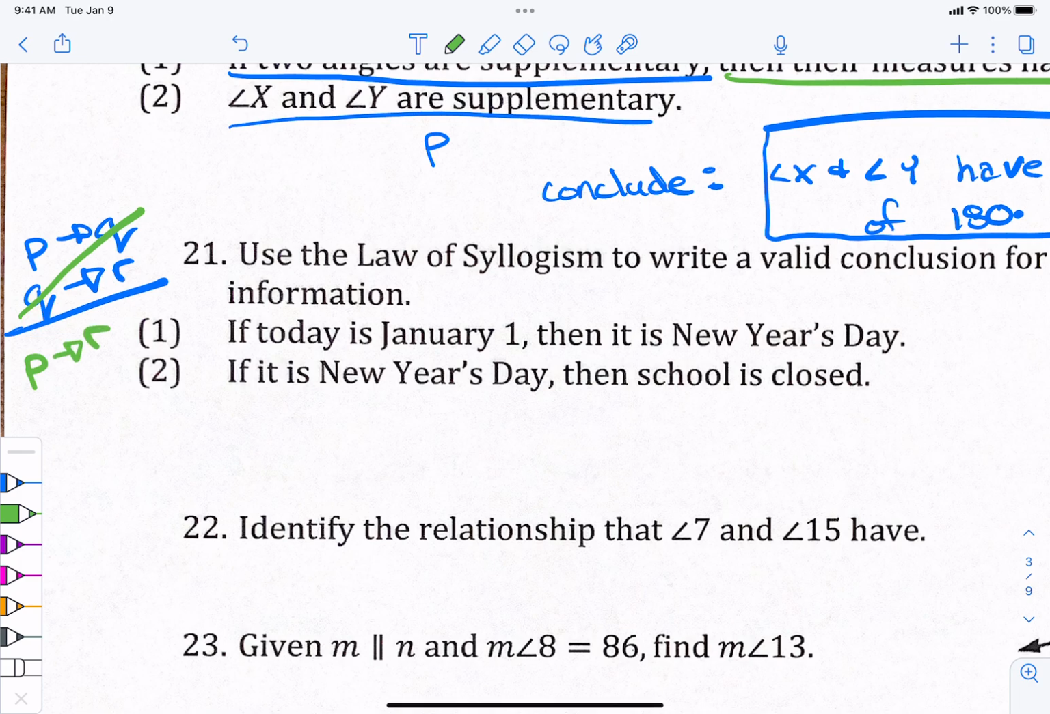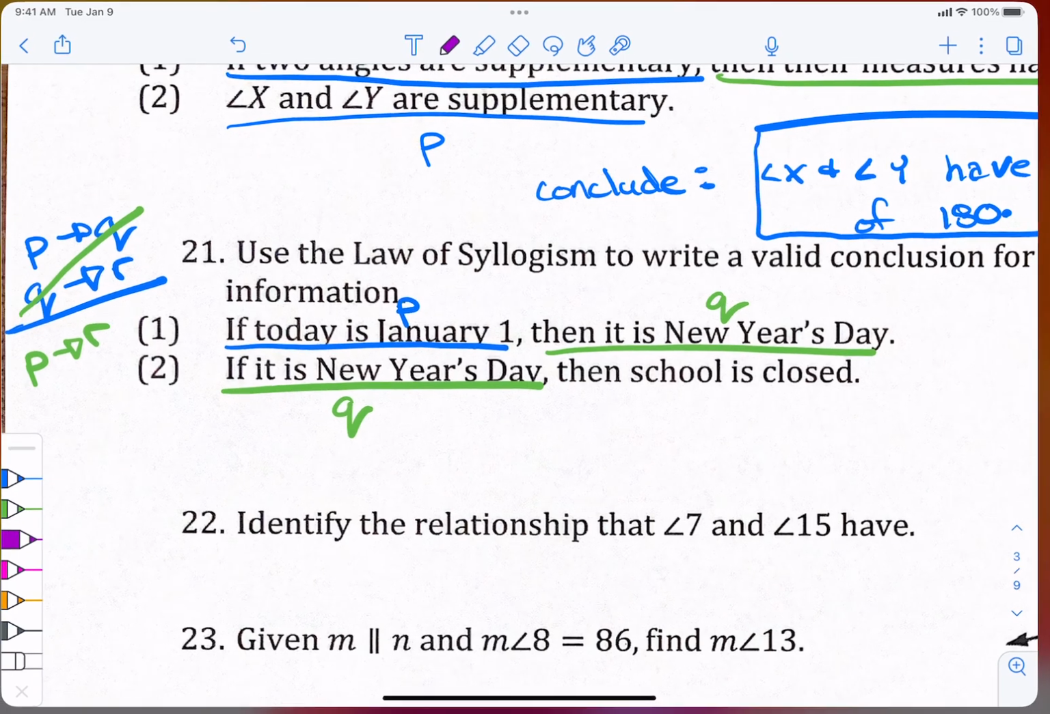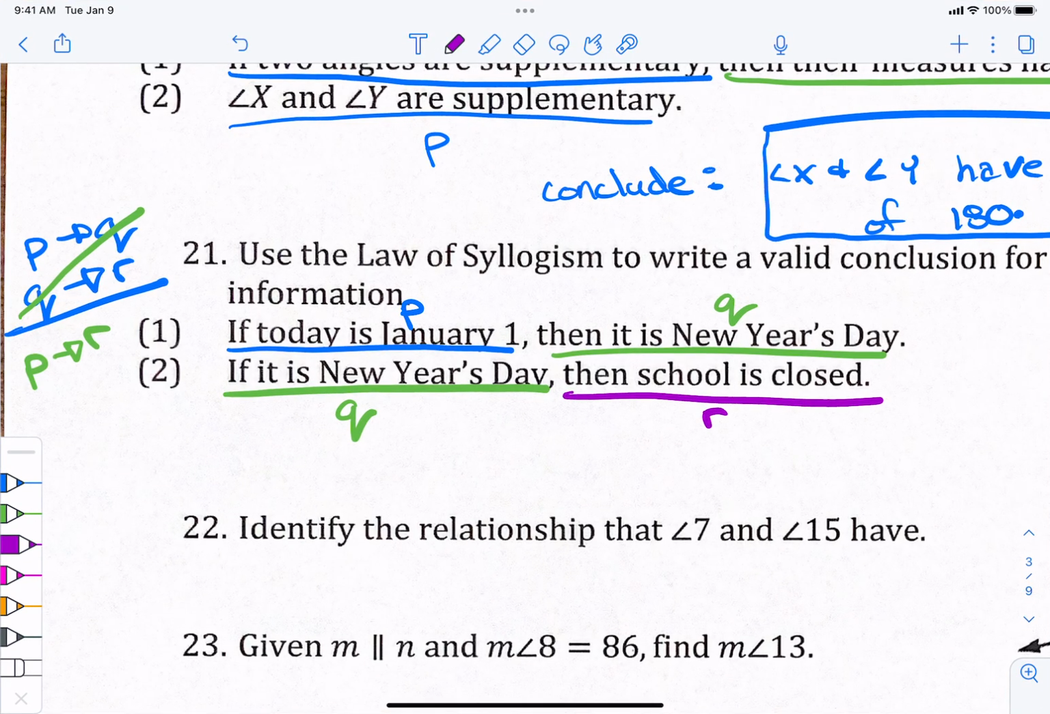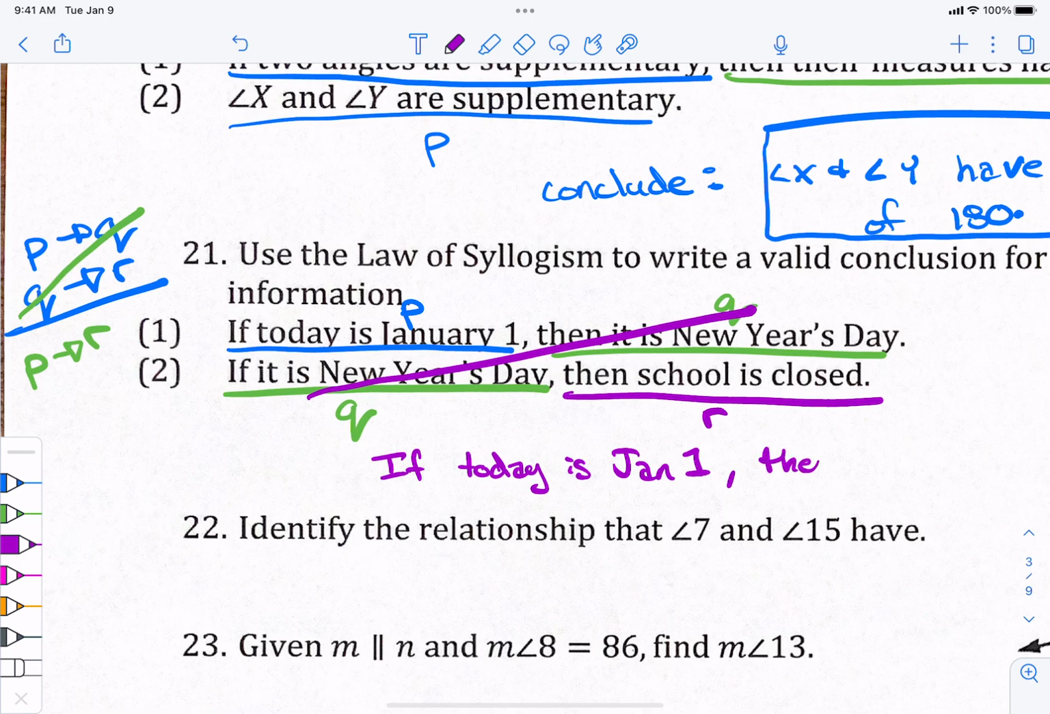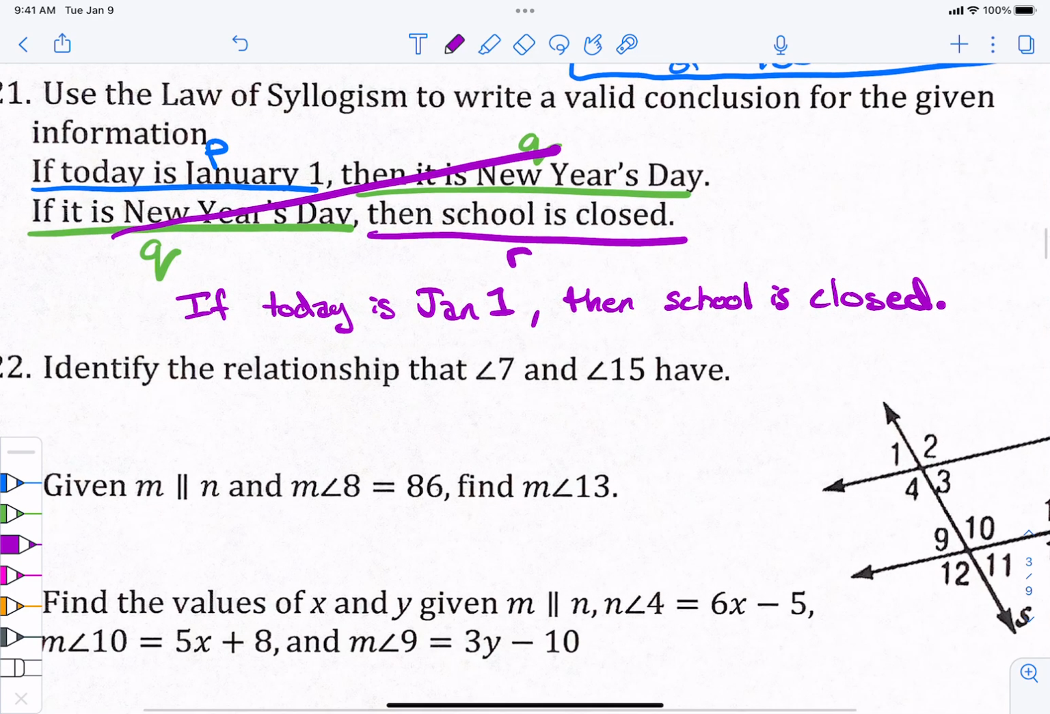That's the pattern, okay? All right, so our statements are, if today is January 1, that's P. Then it is New Year's Day, that's Q, okay? If it is New Year's Day, that is Q again, right? Then school is closed, that is R. So what conclusion do we want to make? We want to cross out the New Year's Day. So if today is January 1, then school is closed. Okay, we go straight from P to R. Got it? Pretty easy so far?